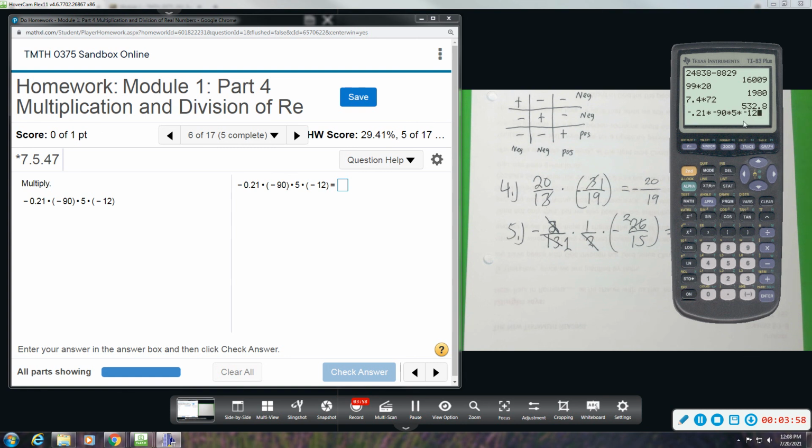So I know my answer is going to be negative. Probably have some decimal. So it looks like our decimal went away by multiplying the powers of 10. Okay, so negative 1,134.